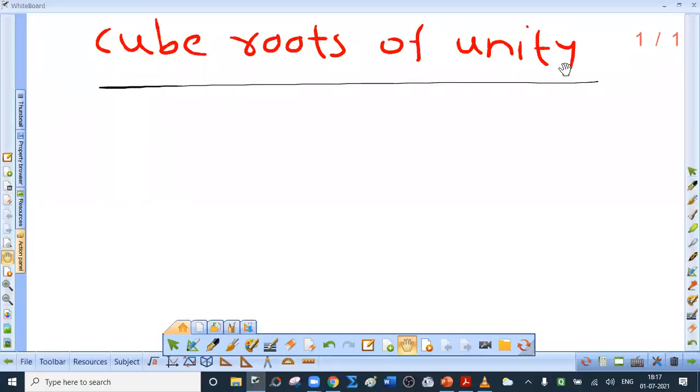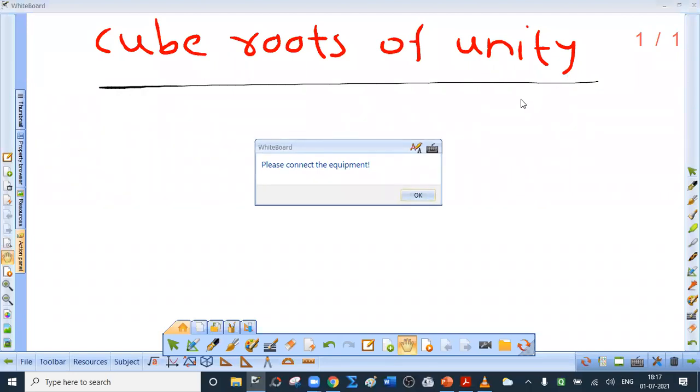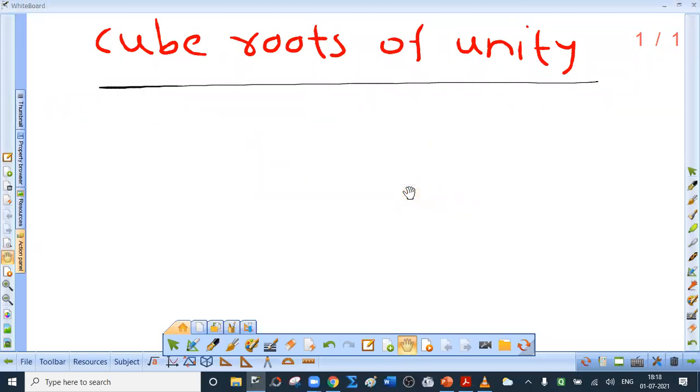In the last lecture, we discussed De Moivre's theorem. Today, we are going to discuss an interesting subtopic of this, that is cube roots of unity. What do you mean by unity? Unity means one. So cube roots of unity means roots of the equation x cube equal to 1.